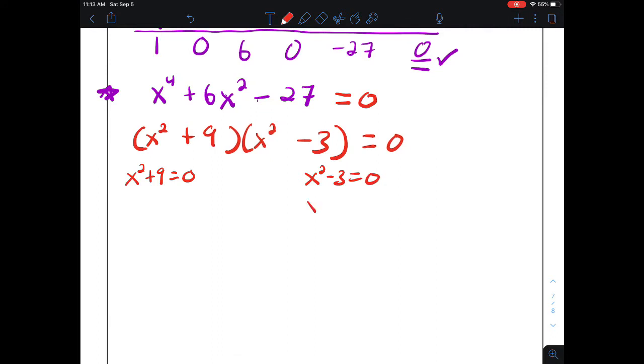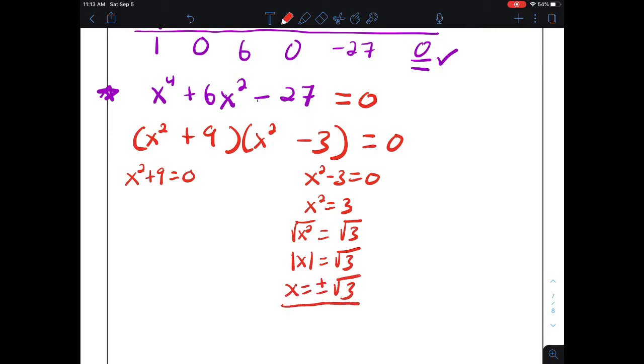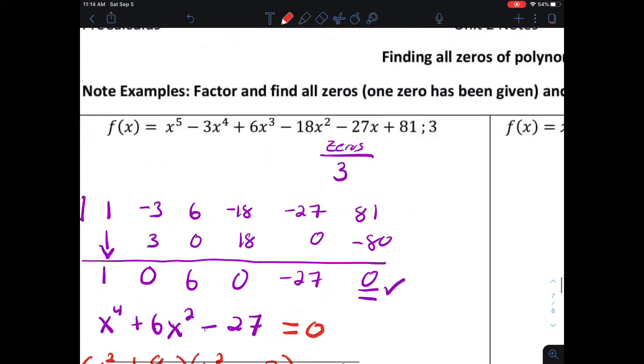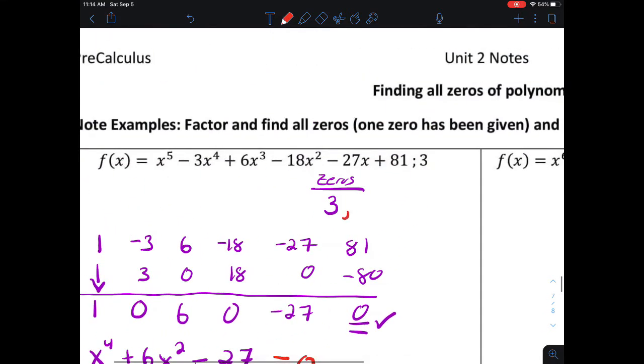So I'd have x squared is equal to 3. I take the square root of both sides. Remember, the square root of x squared is the absolute value of x, which is going to give us x is equal to positive or negative the square root of 3. So there are 2 more zeros. I'm going to add them to the list before I forget about them. So I have positive or negative the square root of 3. So I have 3 out of my 5 accounted for.